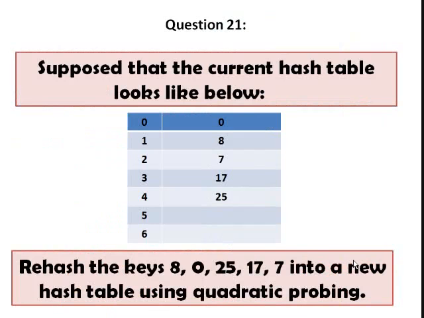Okay, question 21. Suppose that the current hash table looks like below. So the hash table has a table size of 7. And then you are asked to rehash the keys 8, 0, 25, 17, and 7 into a new hash table using quadratic probing. The first step would be to determine the new size of our hash table. Since the original hash table is 7, then the new hash table would be 17.